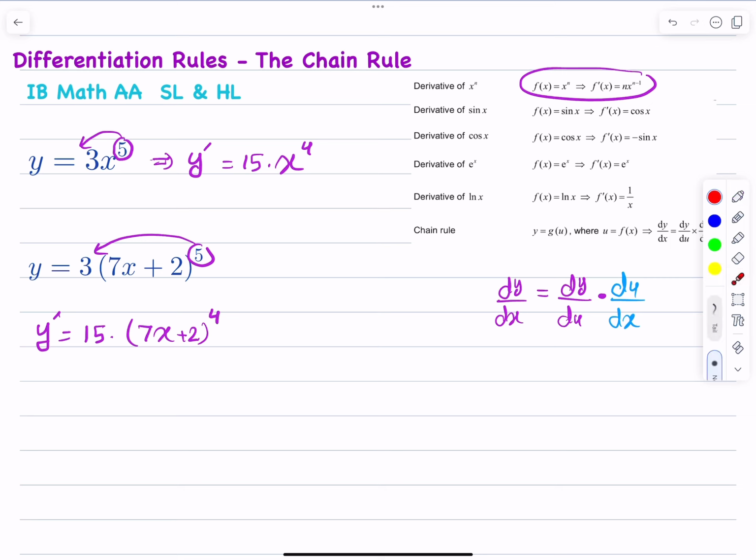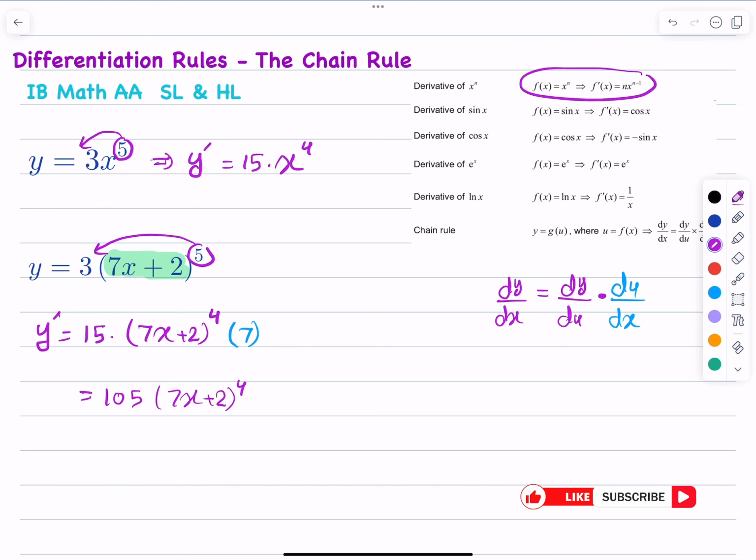But as we studied in the chain rule after that, we multiply by the derivative of the inner function, which is here, this, what's under the power. And the derivative of 7x plus 2 is only 7. So here we multiply 15 by 7, which is 105, multiplied by (7x plus 2) to the power of 4. So this is the derivative.